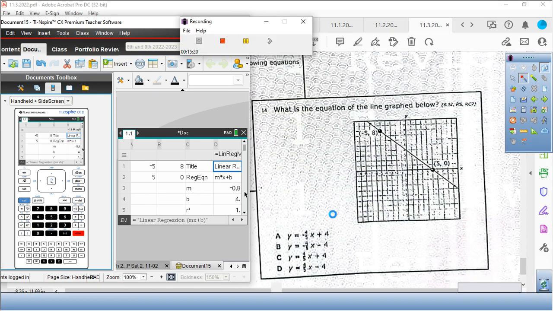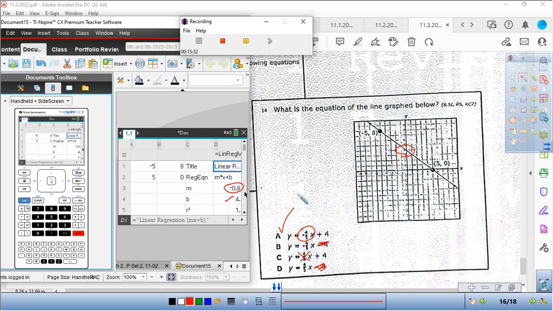Now, okay. Let's get rid of some. Well, I know it's going through a positive 4 because it says here and I see it there. So that negative one's out. That negative one's out. Now, what kind of slope is it? It's a negative one, so it's got to be this one. It can't be that one.